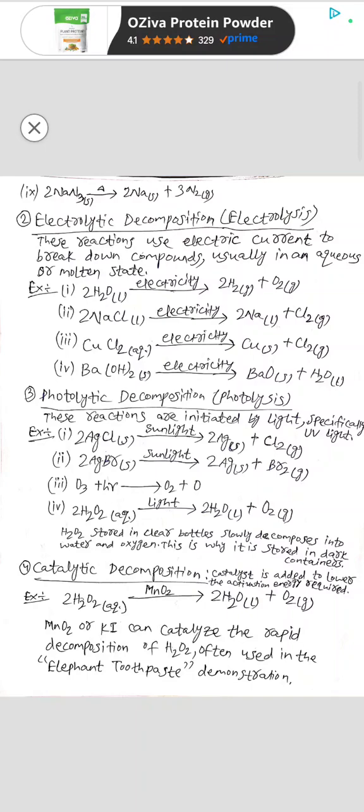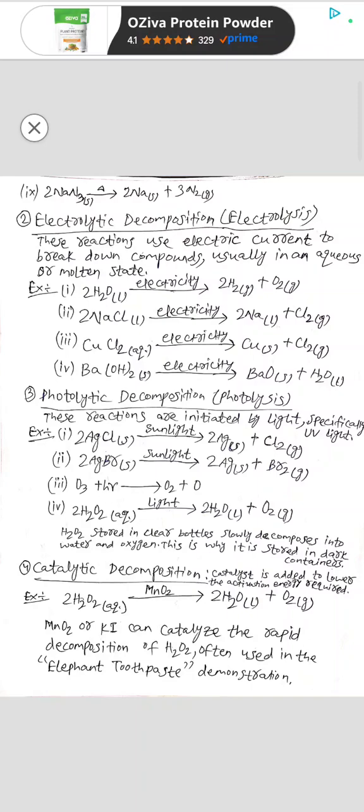Another example is copper chloride. The aqueous solution of copper chloride is electrolyzed to form copper metal and chlorine gas. So these are the examples of electrolytic decomposition reactions. The third type of decomposition reaction is photolytic decomposition, or photolysis. These reactions are initiated by light, specifically UV light.